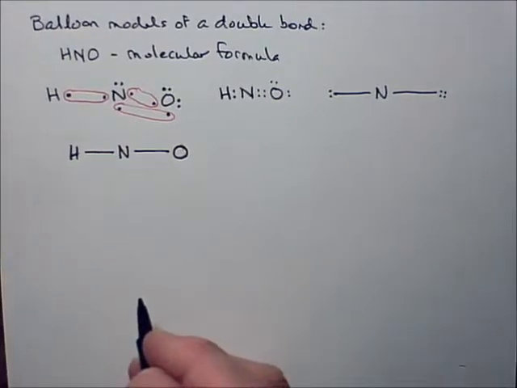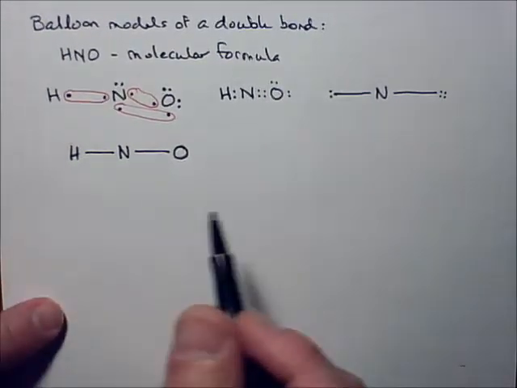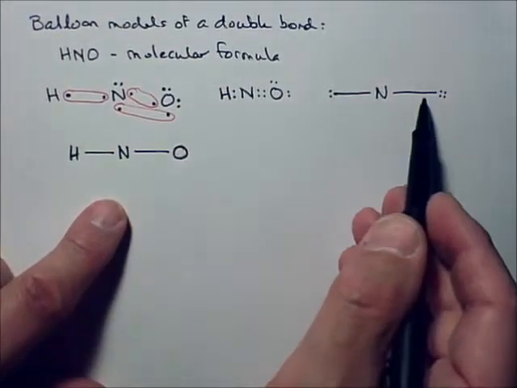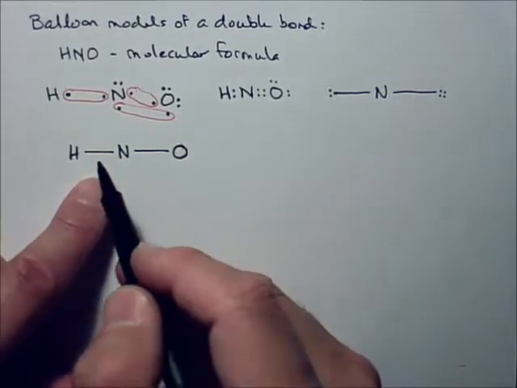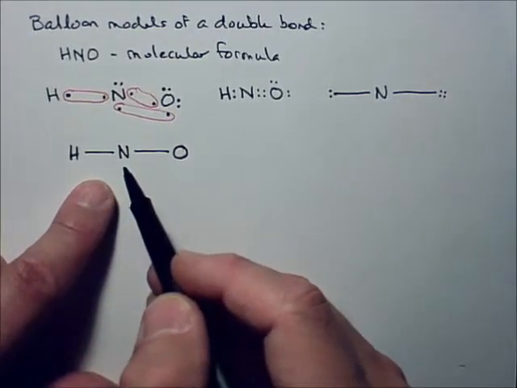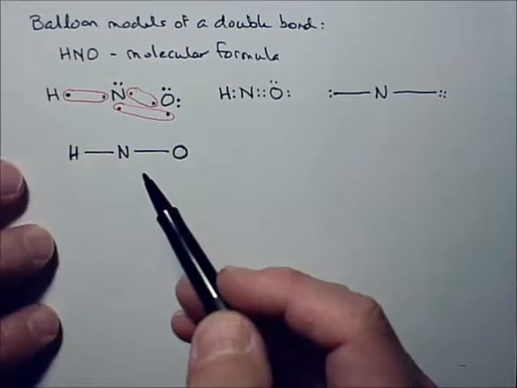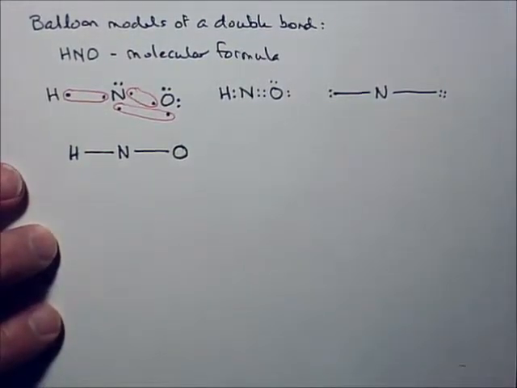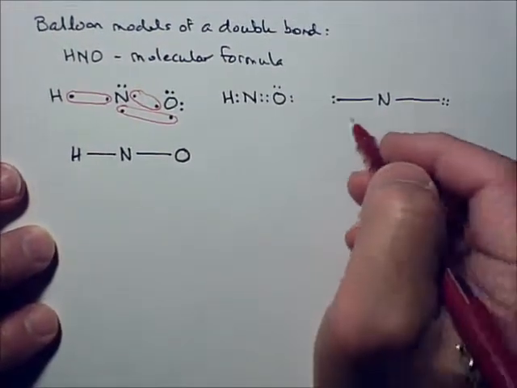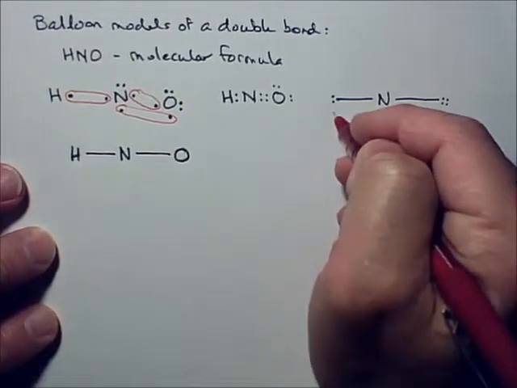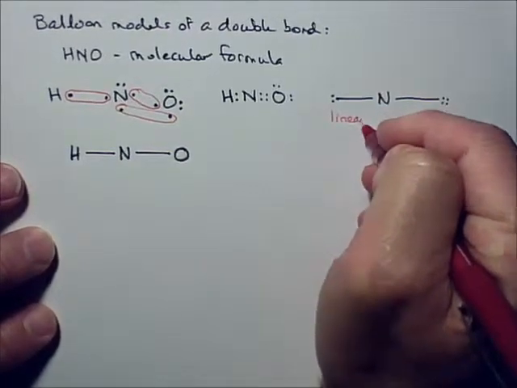Okay? And we didn't change the geometry from this to this. So this is linear and this is linear. Does that make sense? Okay? So this has a name then. Since this is the electron pair shape, we're going to call this a linear.